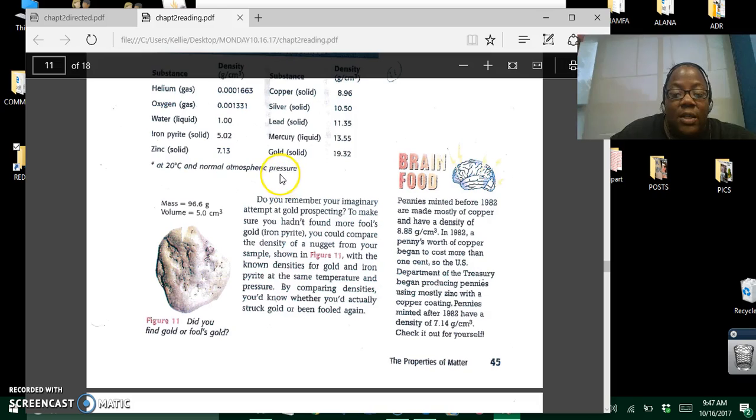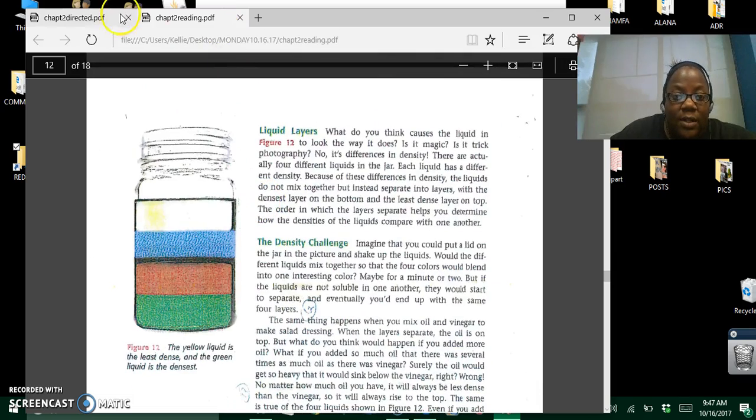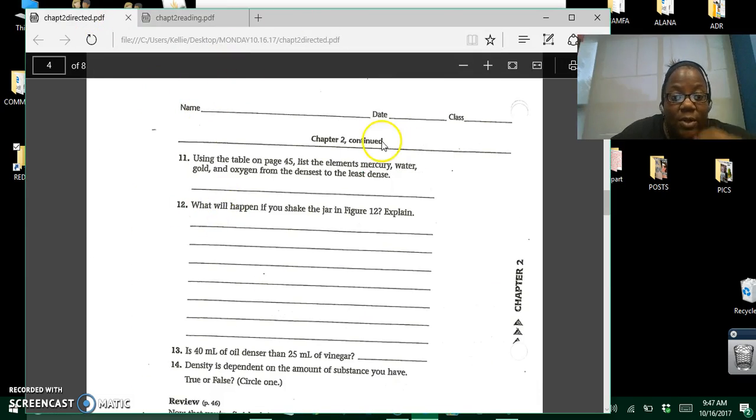Okay, so hopefully you got those down, and that was the answer for number 11. Writing down from the most dense to the least dense. That order again, just in case you didn't see the words: gold, mercury, oxygen, and then water, then oxygen.